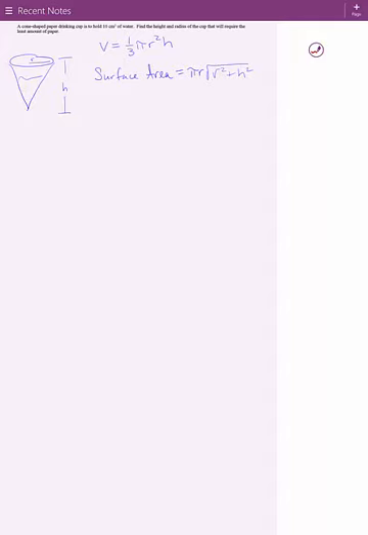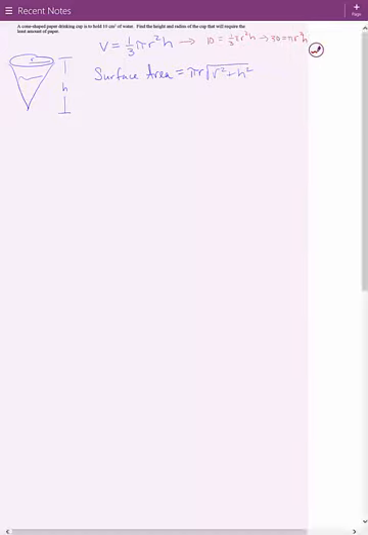We have a cone-shaped paper cup that's holding 10 centimeters cubed of water. If it's holding 10 centimeters cubed of water, that's the volume. So we'd have 10 equals 1/3 pi r squared h, or equivalently 30 equals pi r squared h, or h equals 30 over pi r squared.